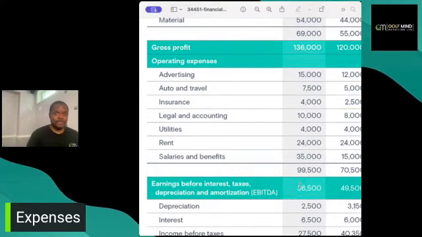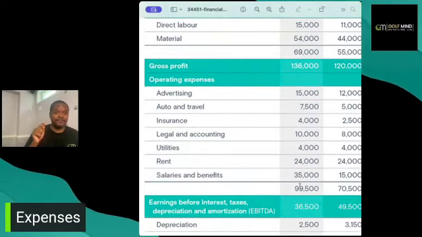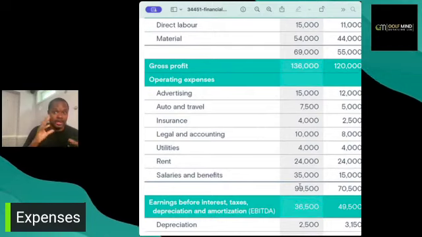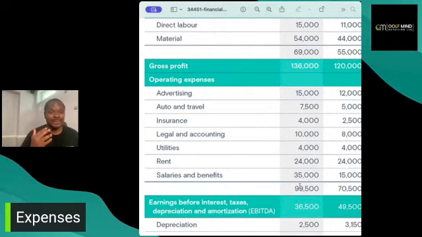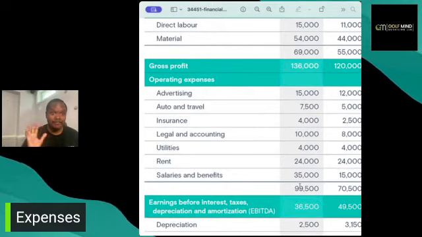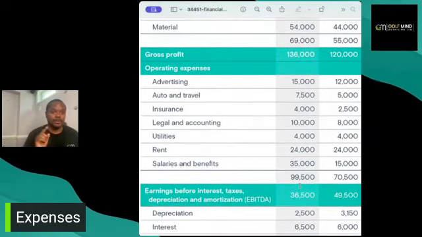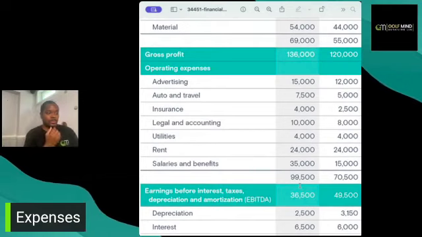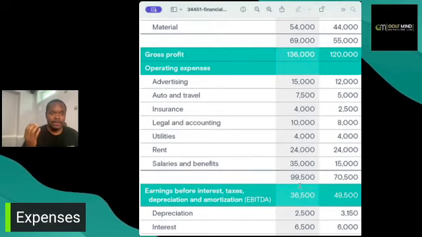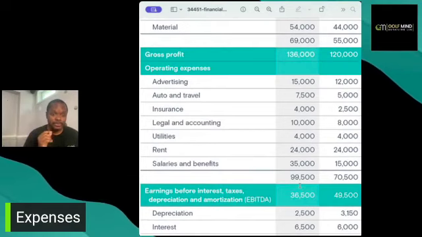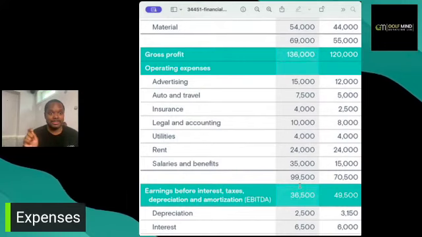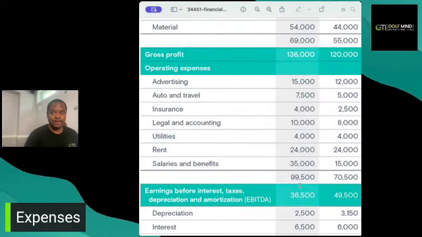$99,500. So now if you see gross profits of my revenue, collectively, what I got was $136,000 that I made of gross profits. But now remember what I said earlier. What is your income? Your income is revenues minus expenses.